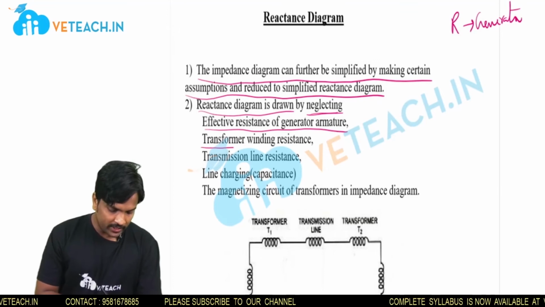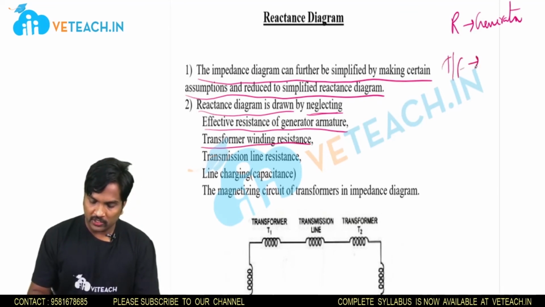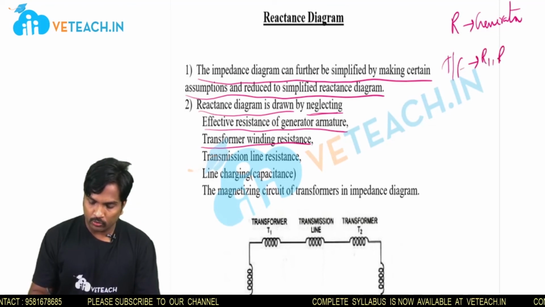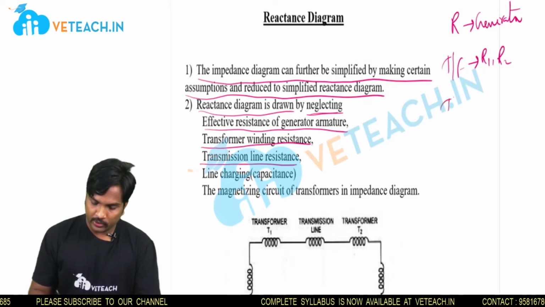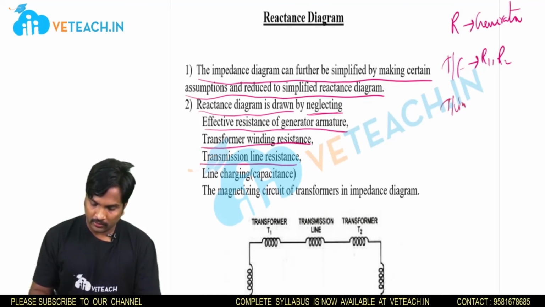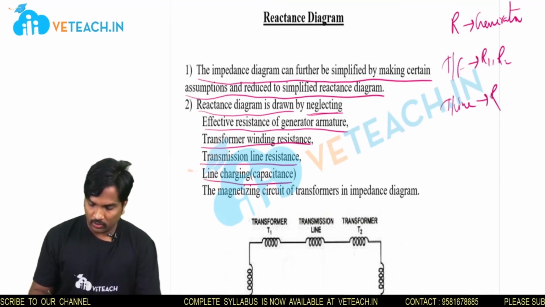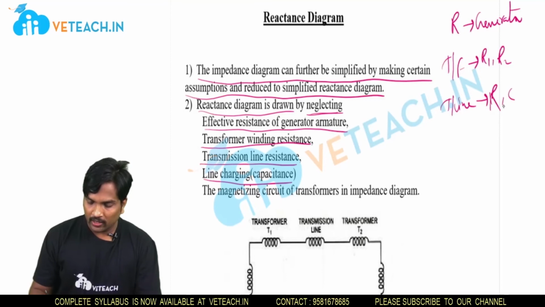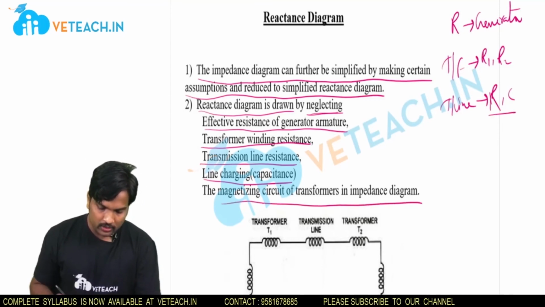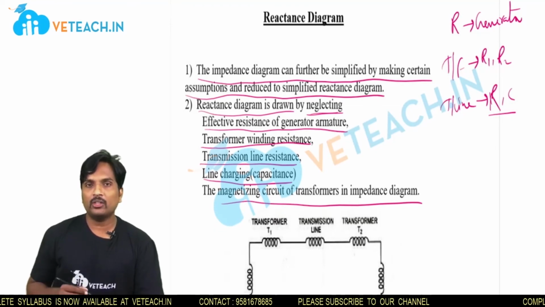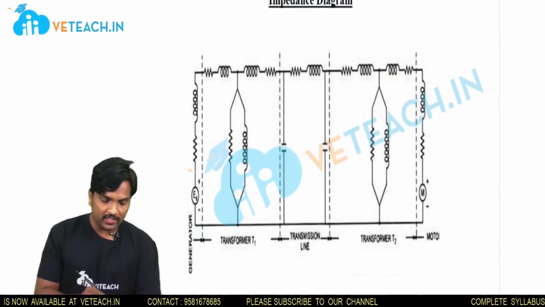Transformer winding resistance, that is R1 and R2. Transmission line resistance R, and line charging, that is the capacitance value, the shunt capacitance. R and C are neglected. The magnetizing circuit of the transformer in the impedance diagram is also neglected in the reactance diagram. See, this is the impedance diagram actually.